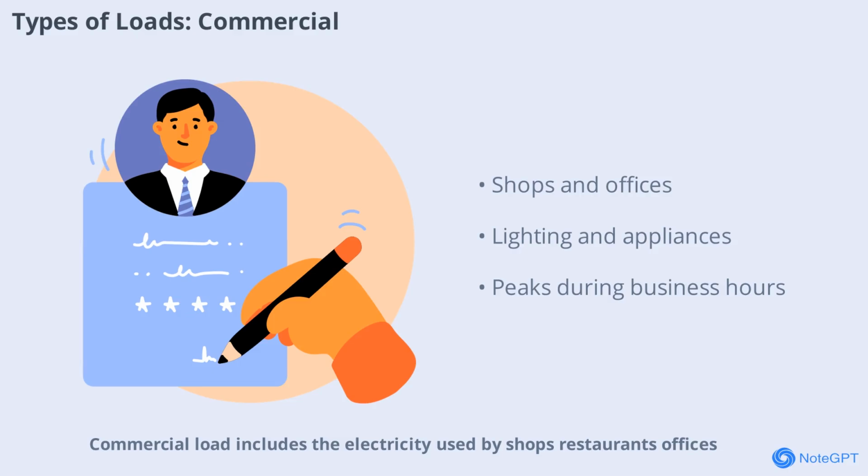Commercial load includes the electricity used by shops, restaurants, offices, and other businesses. This load often consists of lighting, fans, air conditioning, and various electrical appliances. Commercial loads can be significant, especially in urban areas, and tend to peak during business hours. Managing commercial loads is crucial for maintaining grid stability.